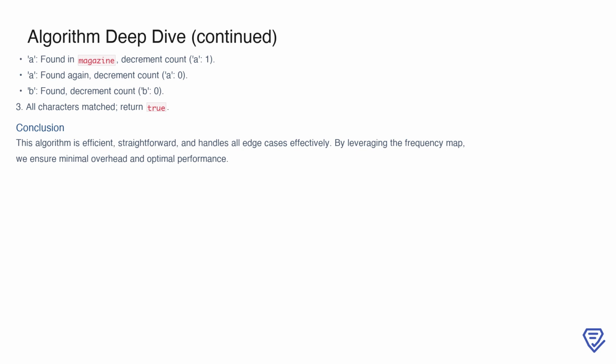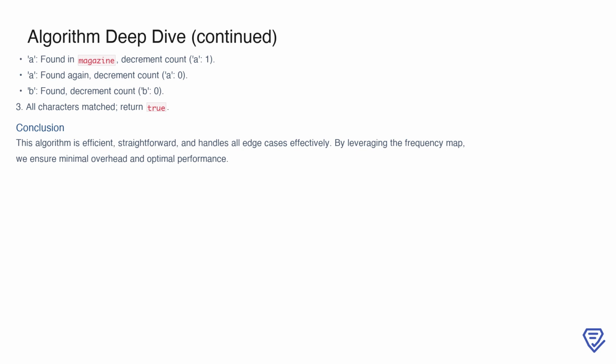For the first b, it's found in the map with a count of 2, so we decrement the count to 1. For the second b, it's found again, and the count is decremented to 0. Finally, for the last character, it's found with a count of 1, and the count is decremented to 0. Since all characters in ransom note are matched successfully, we return true.